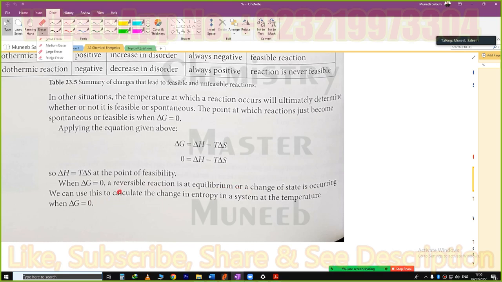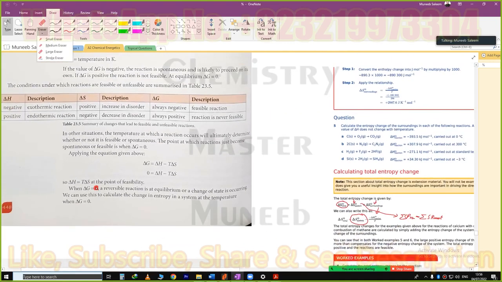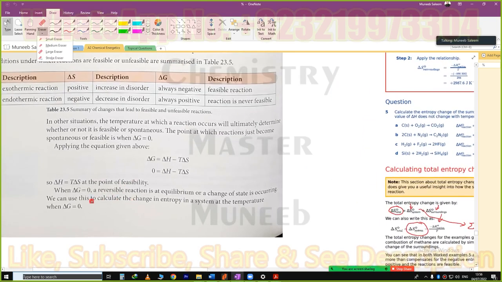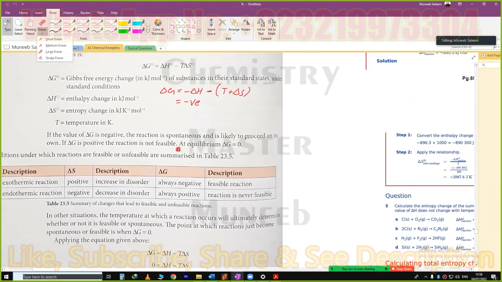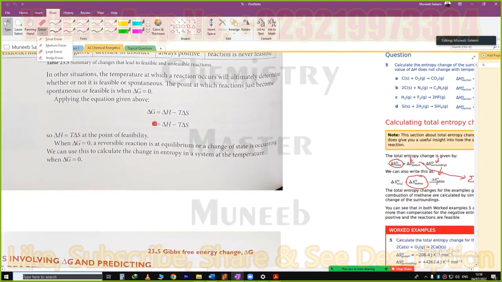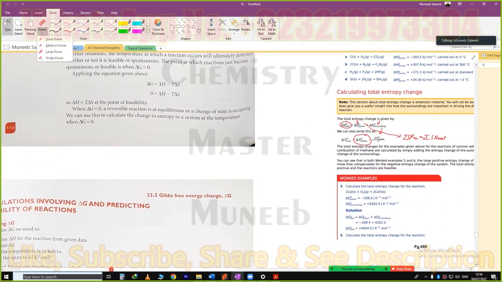We can use this to calculate the change in entropy in a system at the temperature when delta G is 0. You will be required in questions to find the temperature at the point of feasibility. This is the point of feasibility when delta G is equal to 0, and at the point of feasibility you can also describe this state in terms of the equilibrium, that at equilibrium delta G is equal to 0. So both mean the same. It means delta G is equal to 0.